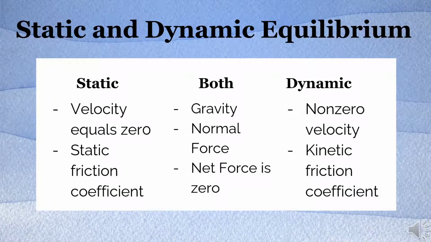Another main topic covered by the videos is static versus dynamic equilibrium. Static equilibrium occurs when the velocity equals 0. In these cases, friction and normal force use the static friction coefficient. Dynamic equilibrium occurs when the velocity does not equal 0, and friction uses the kinetic friction coefficient.